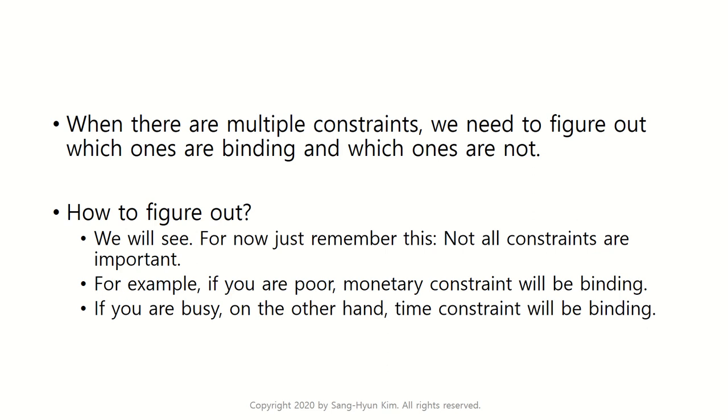So for example, if you are poor, if you don't have much money, you don't work, you just get money from your parents, let's say, then the monetary constraint will be binding. You want to have more delicious food, you want to drink more, but you don't have money. That means the money constraint is binding. Then to improve your utility, you need to earn more money. You need to figure out the way to increase your budget.